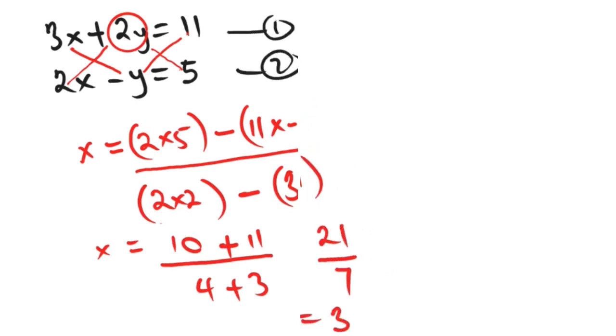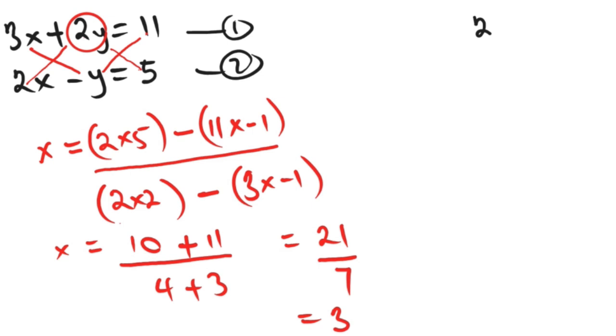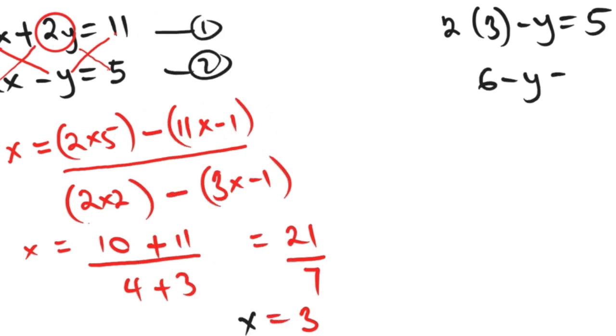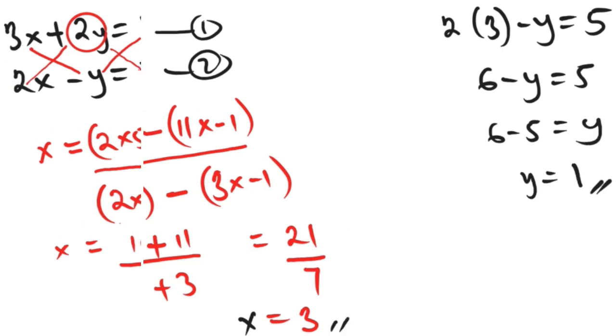So putting this in equation 2, we'll have 2. Remember, this is x. x is equal to 3. So 2 times 3 minus y equals 5. So that is 6 minus y equals 5. 6 minus 5 is equal to y. So it means y is 1. And that's the same result we had using the other two methods.